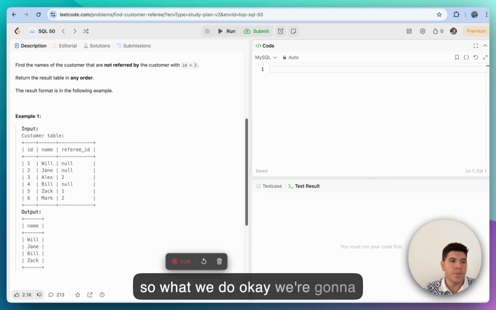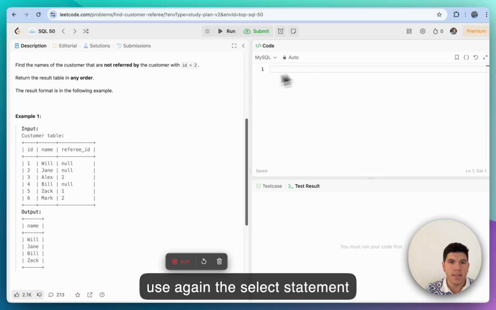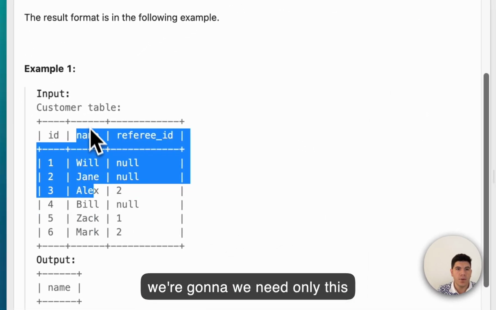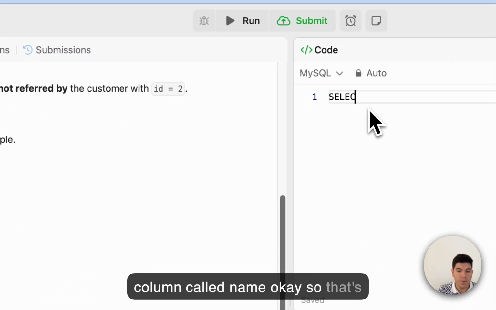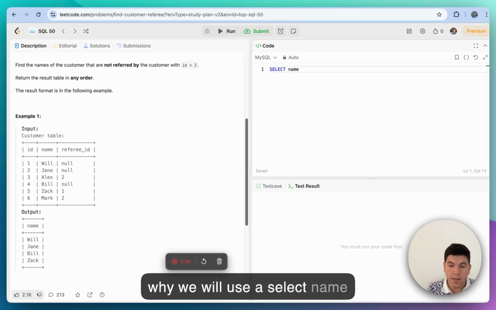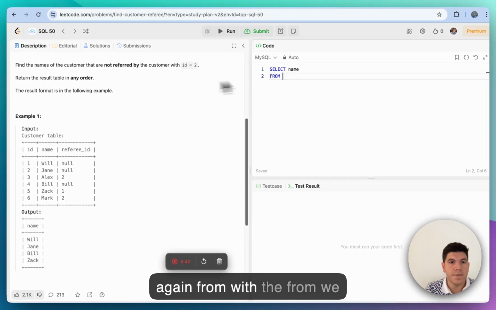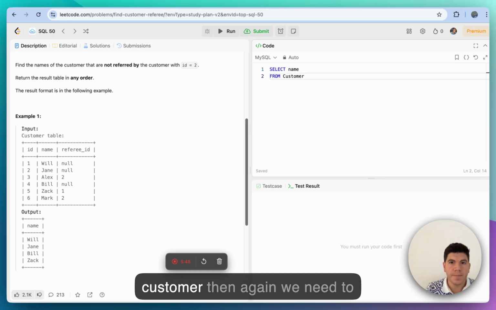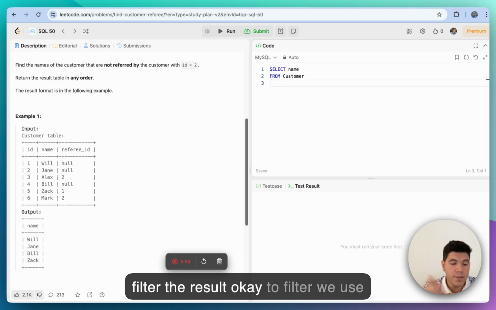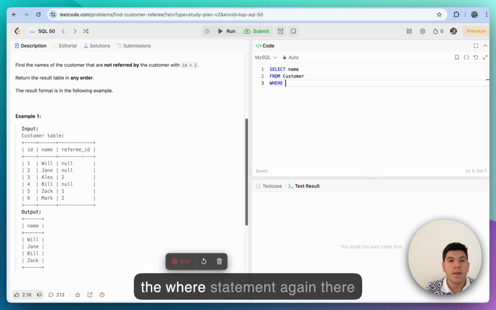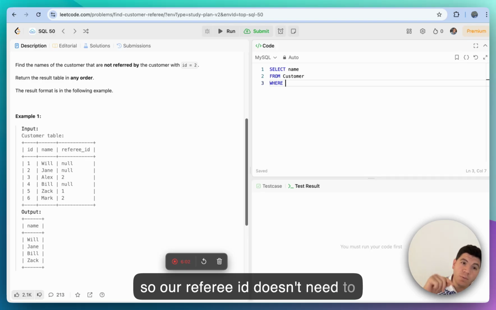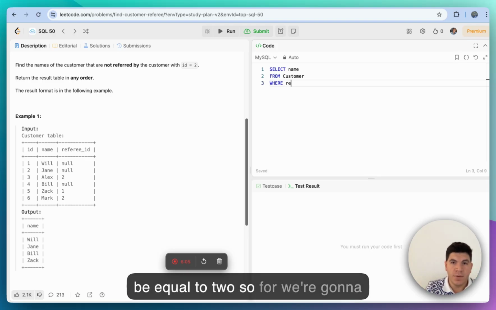So to do so, what do we do? We're going to use the select statement again. We need only the column called name, so we will use select name. Again, with the from we choose our table name: from customer. Then again we need to filter the result. To filter we use the where statement again, where our referee ID doesn't need to be equal to 2.